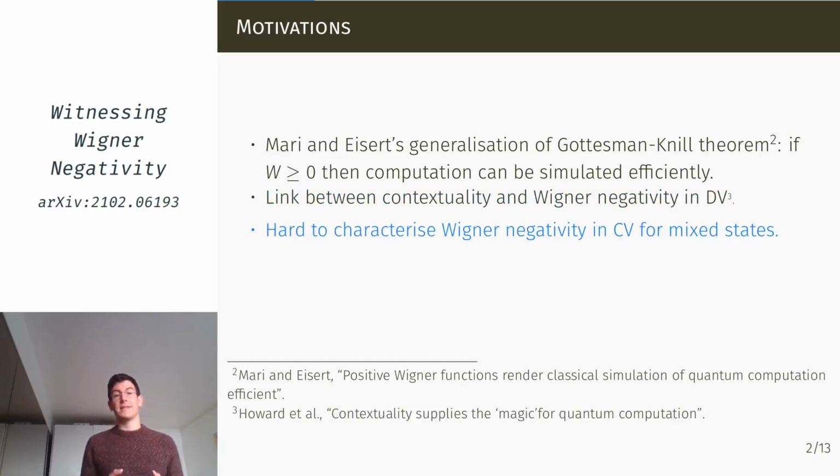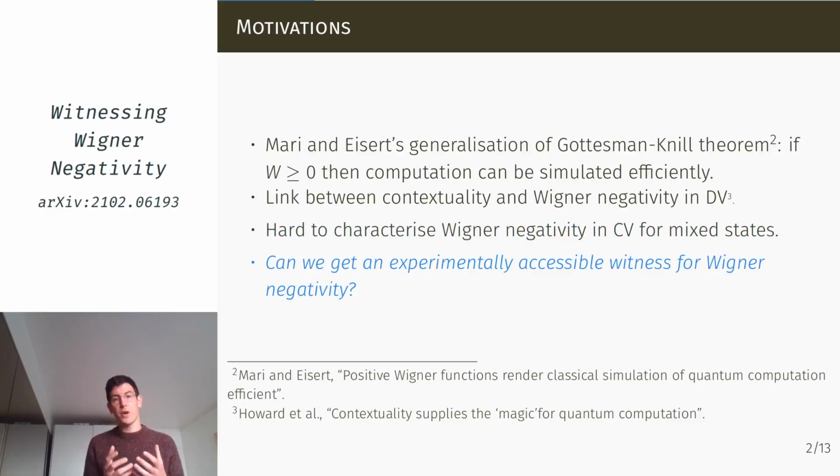Another motivation is that while it's quite easy to characterize Wigner non-negative pure states, because due to Hudson's theorem they correspond to Gaussian states, it's not the case for mixed states, and it's quite hard to characterize Wigner non-negative mixed states in CV. So the main question we'll address is the following. Can we get an experimentally accessible witness for Wigner negativity?